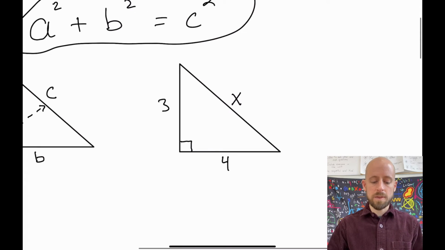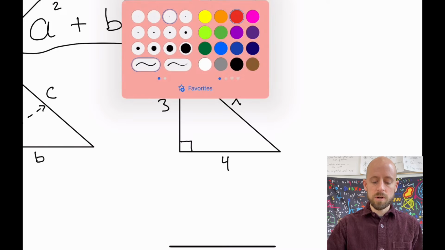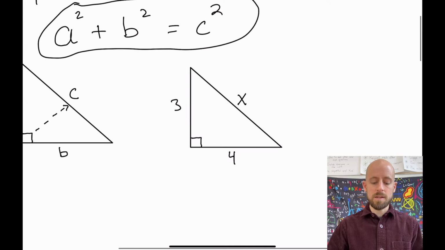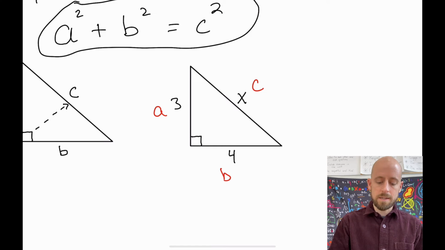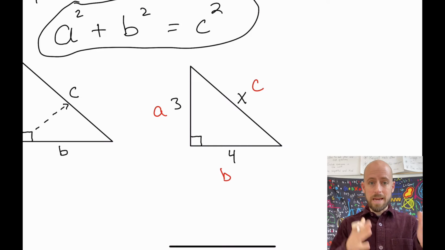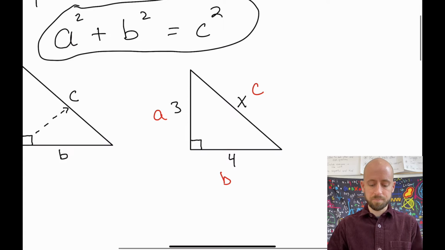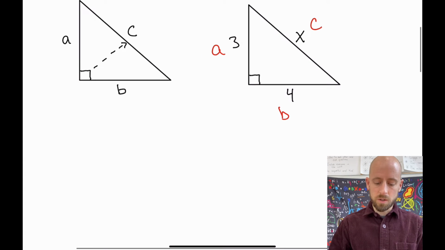So how would I use the Pythagorean theorem? Well, first thing I want to do is label that A, B, and C, just like I had before. So A is going to be this side, B is going to be this side, and C is going to be this side. And remember, I'm using A squared plus B squared equals C squared. So what does that mean? What is that going to look like?